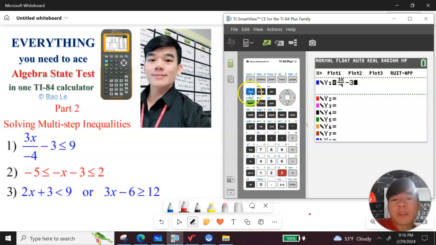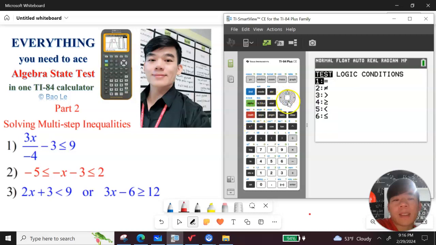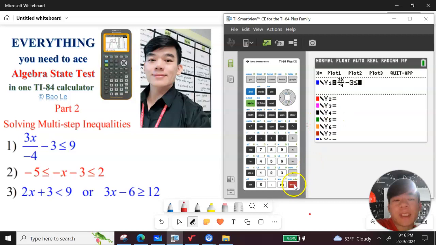Now you hit the next one. You see that less than or equal to 9. So you hit second, Math. Now less than or equal, which is number 6 right here. Hit Enter and you put 9 right there.